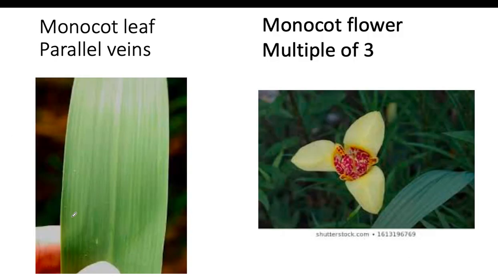So here's a picture of the monocot with the definite parallel leaves, parallel veins inside the leaf, and a flower with multiples of 3 petals.